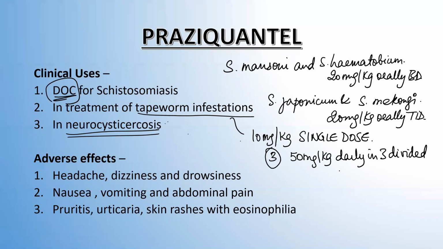Apart from that, one point that you have to remember with regards to praziquantel is that corticosteroids reduce the bioavailability of praziquantel, and hence corticosteroids cannot be given in patients who are receiving praziquantel. And the other thing that you have to remember is that it has to be avoided in pregnancy.